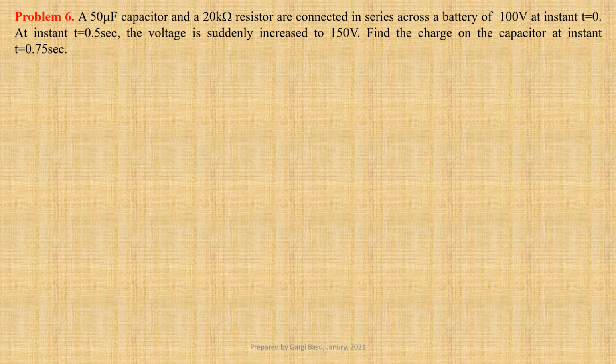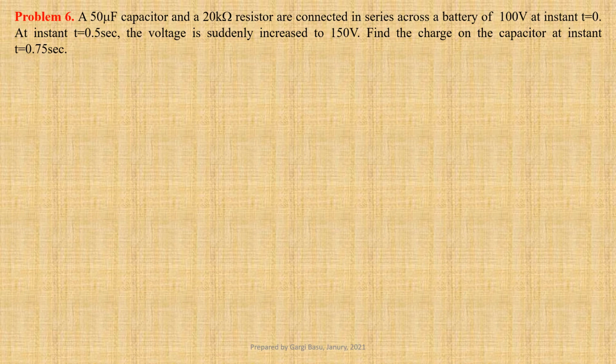Problem number 6. A 50 microfarad capacitor and a 20 kilo ohm resistor are connected in series across a battery of 100 volts at instant t equals 0. At instant t equals 0.5 second, the voltage is suddenly increased to 150 volts. We have to find the charge on the capacitor at instant t equals 0.75 second.